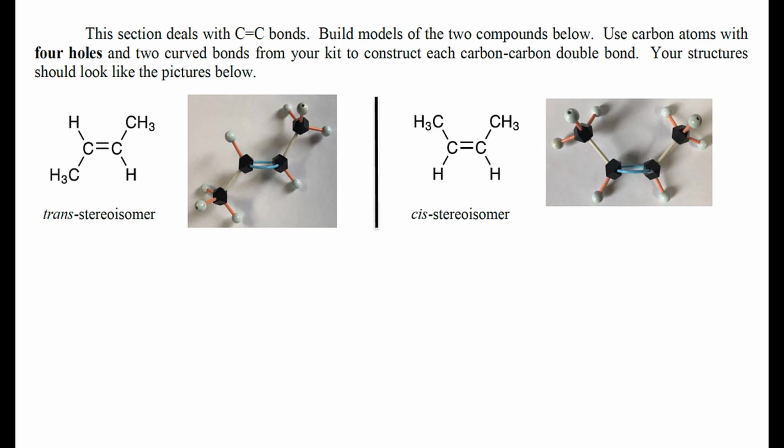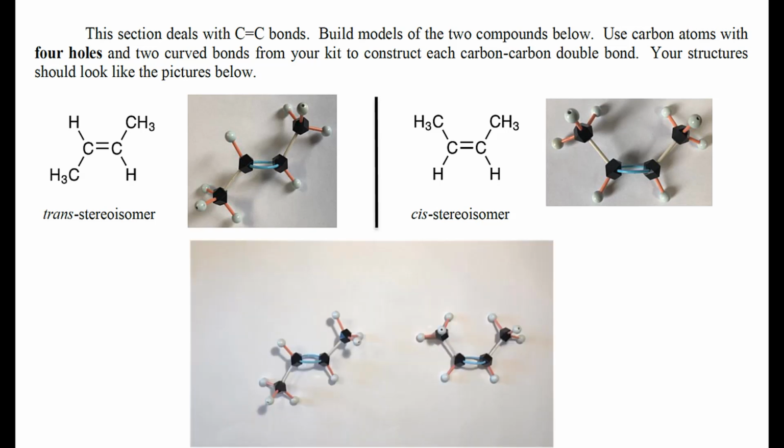I've gone ahead and built models of these molecules to demonstrate their behavior. One of the really important features of the carbon-carbon double bond is that it is rigid. The pi bond of the carbon-carbon double bond prevents rotation. This was described in a previous video on model kit use, so you should definitely check that one out if you haven't already done so.